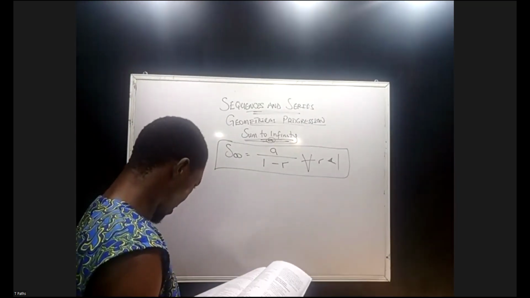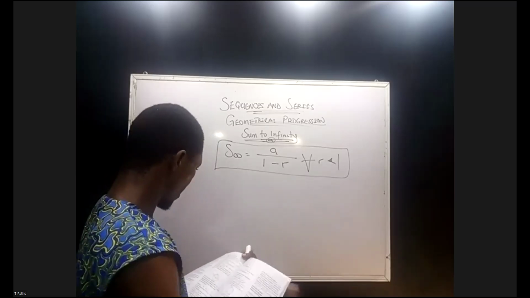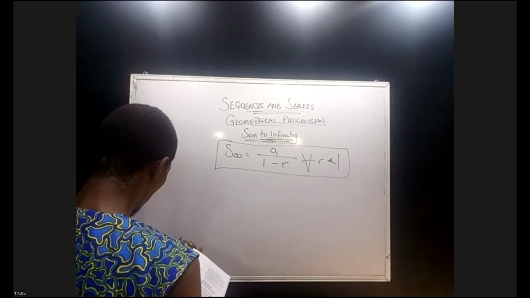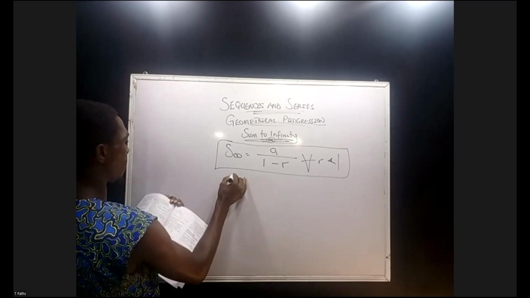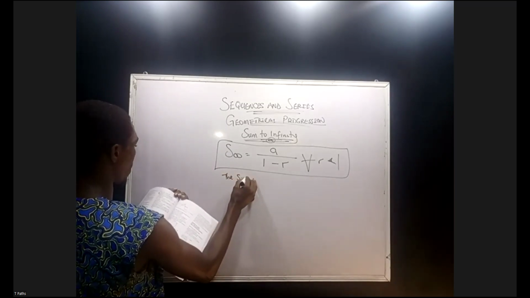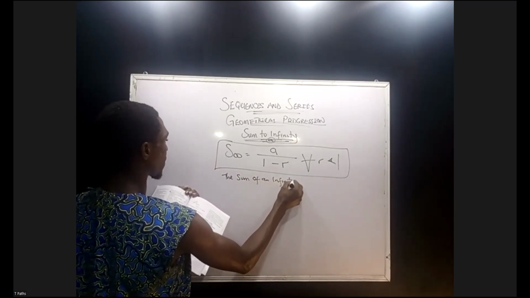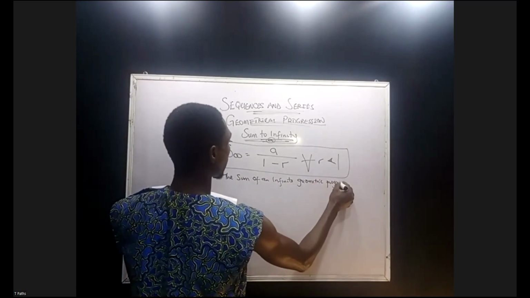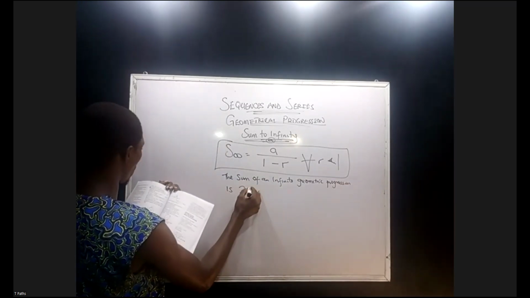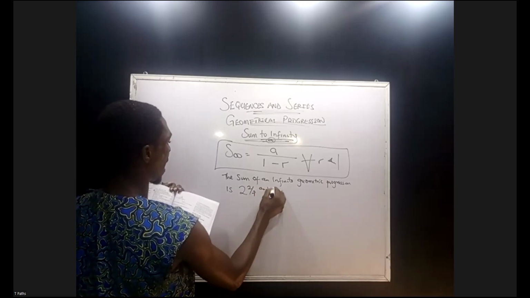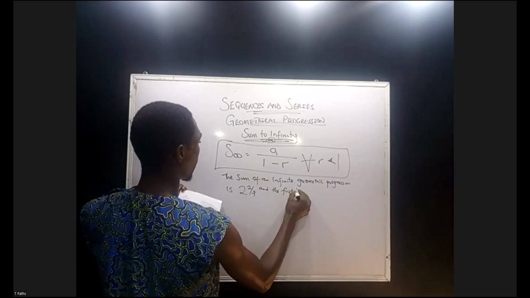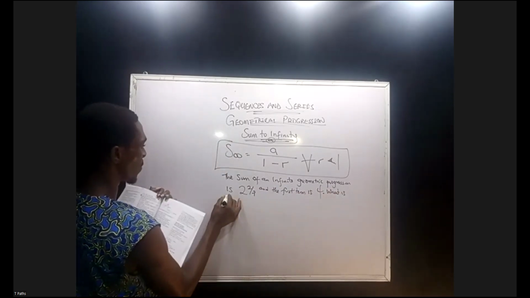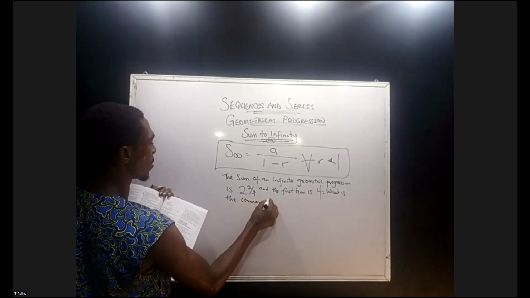Here's the past question, on page 80. It says, the sum of an infinite geometric progression is 2 whole number 2 over 7, and the first term is 4. What is the common ratio?